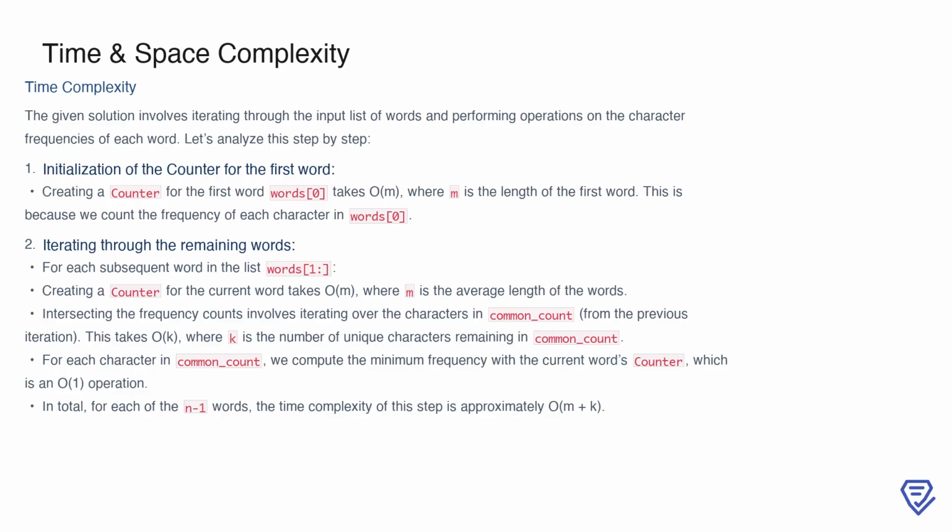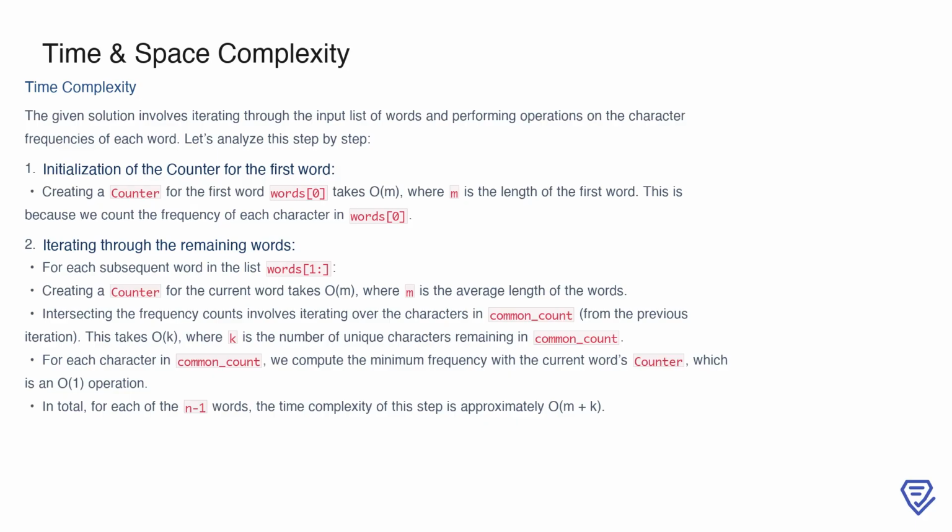To analyze the time complexity of this solution, we start by considering the initialization of the counter for the first word in the list. This operation requires iterating through the characters of the word to calculate their frequencies, which takes M time, where M is the length of the first word. Next, we process the remaining words in the list. For each word, we create a counter to calculate its character frequencies, which also takes M, where M now represents the average length of the words.